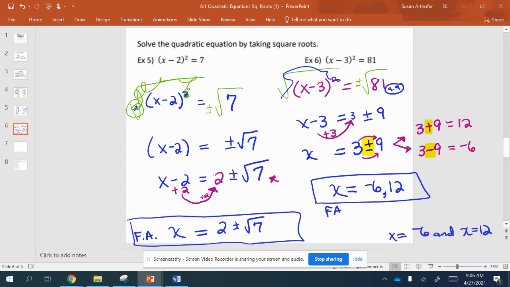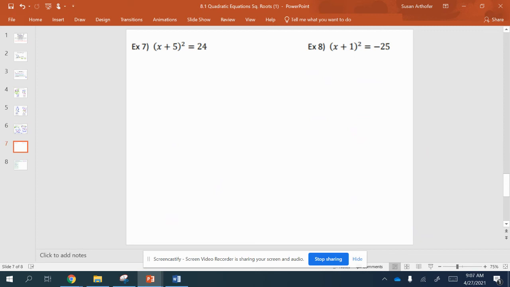Okay, one more, I think. So far we covered one where the answer is 2 plus or minus radical 7. Then we covered another one that comes out to be regular numbers, negative 6 and 12. The next one's going to come out to be imaginary. I think one of them is. Oh, this one we're going to have to break down. Okay, so 7 and 8. We're going to go ahead. 7 we're going to break down, and 8's going to turn out to be imaginary.